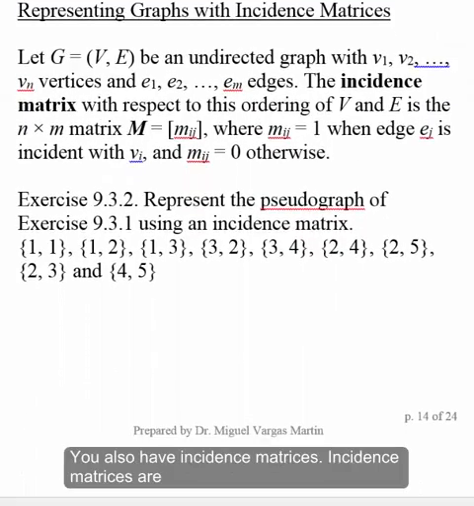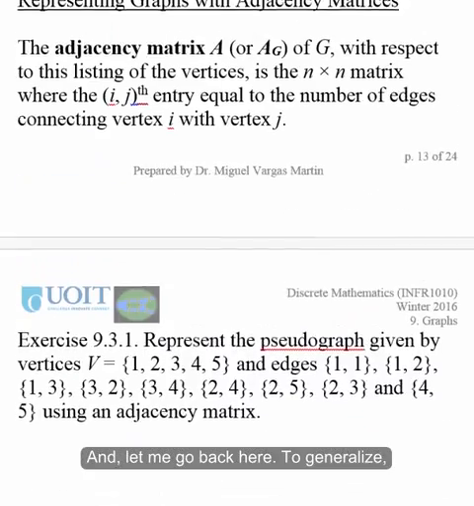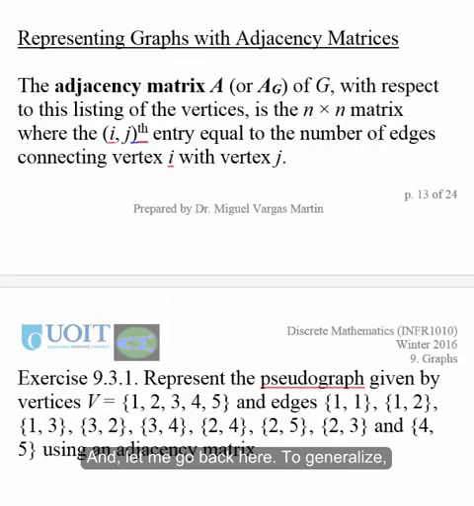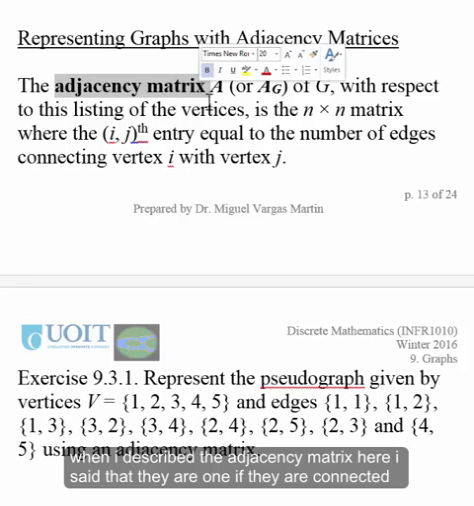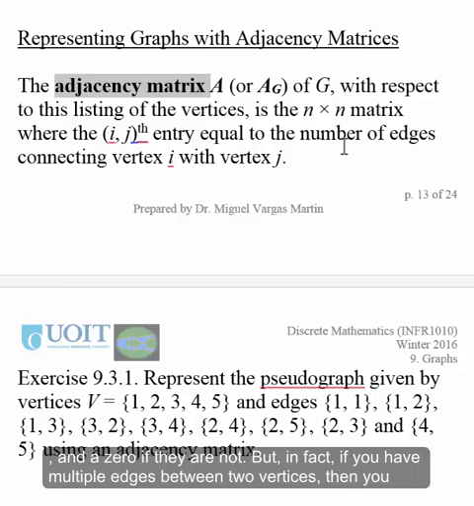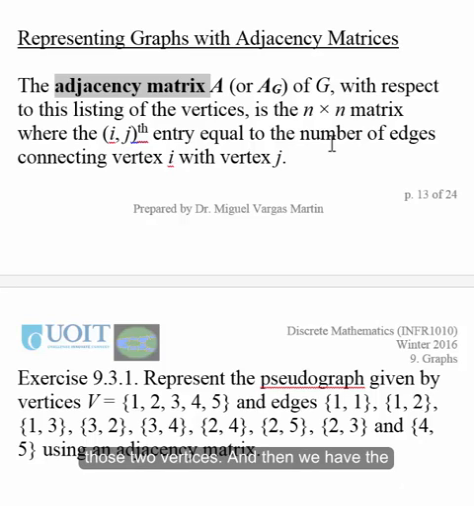You also have incidence matrices. Incidence matrices are used to represent undirected graphs. And let me go back here to generalize. When I described the adjacency matrix here, I said that you write a 1 if they're connected, 0 if they are not. But in fact, if you have multiple edges between two vertices, then instead of writing the number 1, you write the number of edges that are connecting those two vertices.